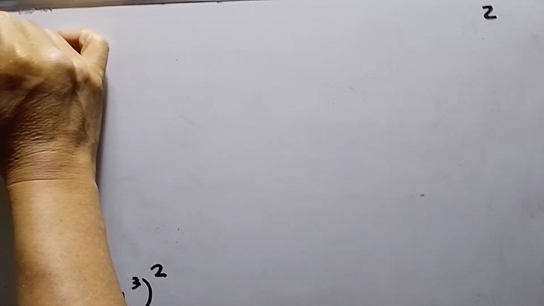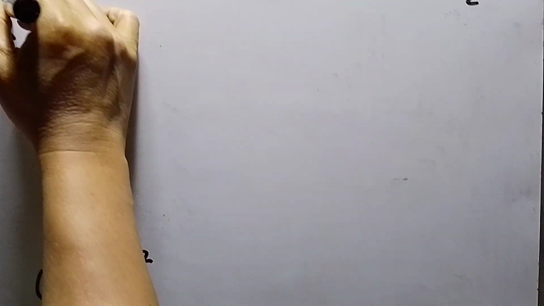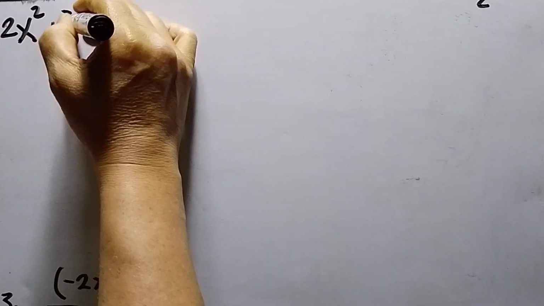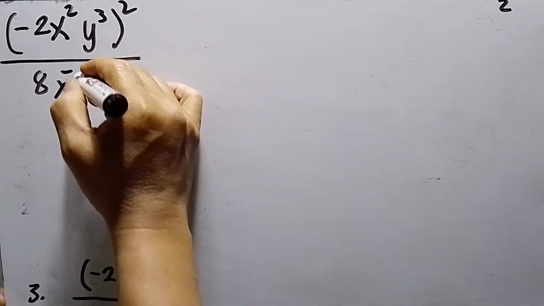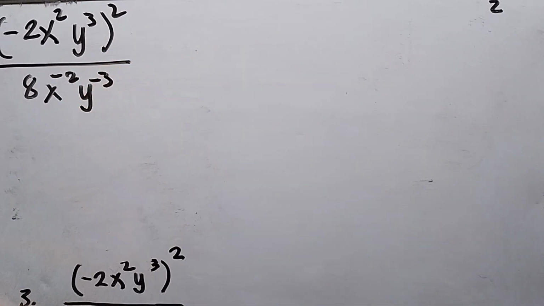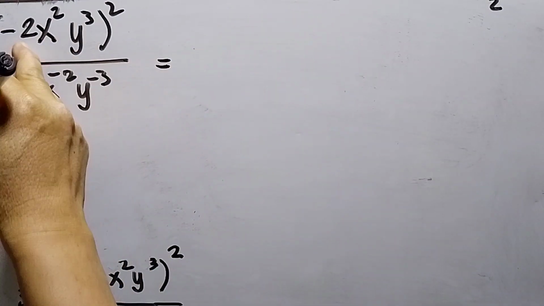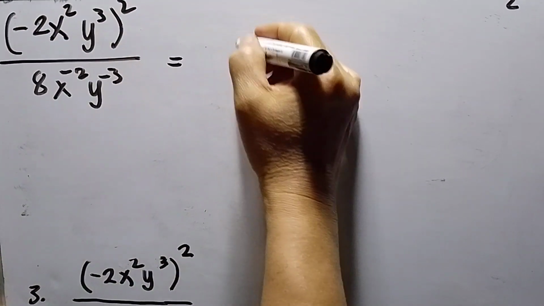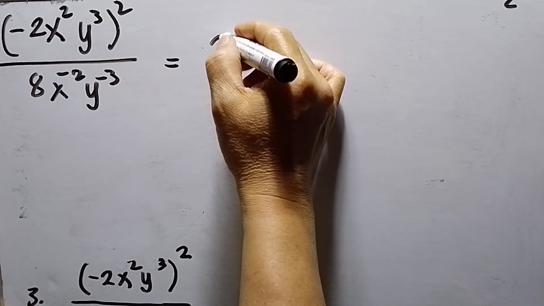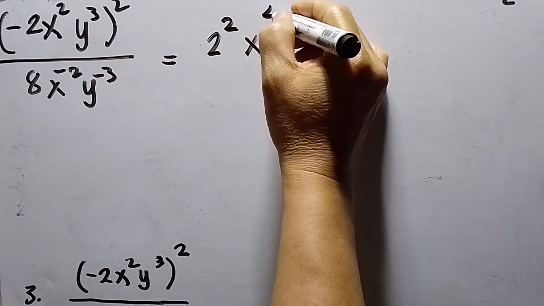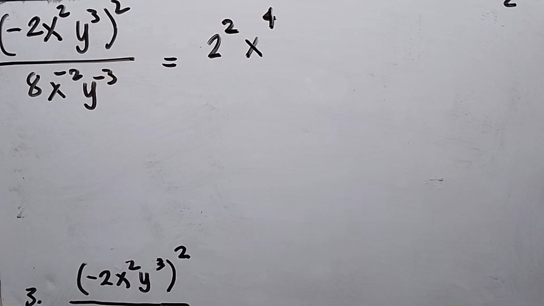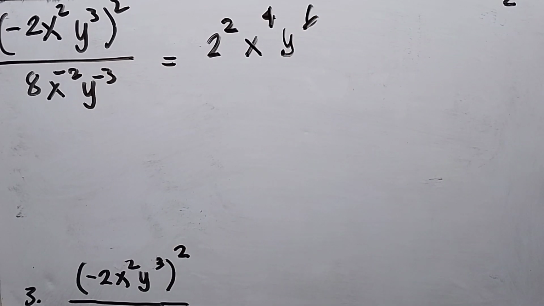Now how about number 3? Number 3, so negative 2x squared y cubed, then squared over 8, x raised to negative 2, and then y raised to negative 3. So this will be negative 2 raised to the 2nd power, and then this will be x to the 4th, and then multiply 3 times 2, this will be y to the 6.